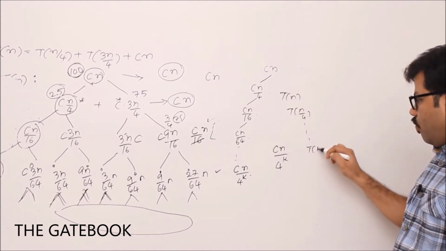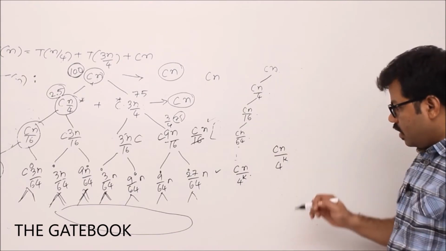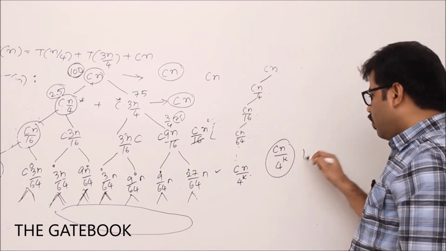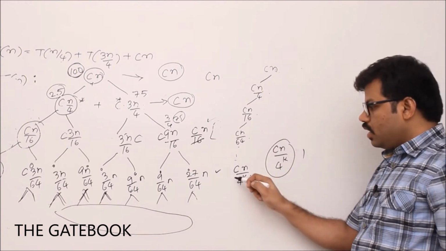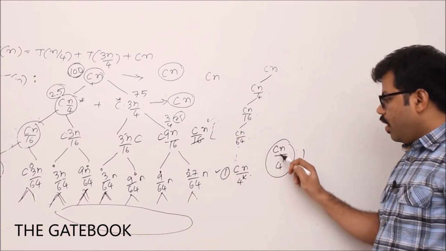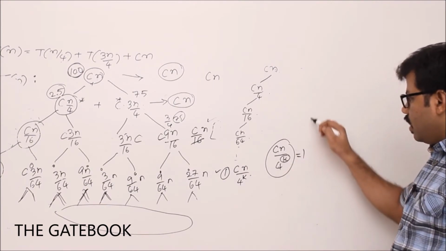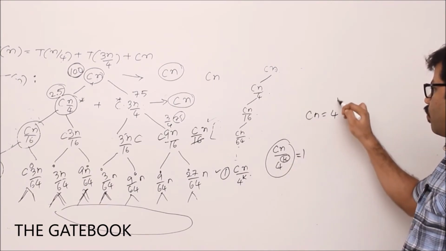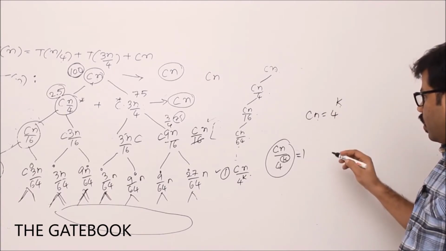Suddenly it will become T of 1. Then we stop it, correct? So what I want to say is, this is going to be 1. Then we stop it, correct? Cn by 4 power k, suddenly it is 1. Cn by 4 power k equal to 1, we stop it. Then what is the k value? Then Cn equals 4 to the power of k, but I want the k value, right? Then I apply logarithm.